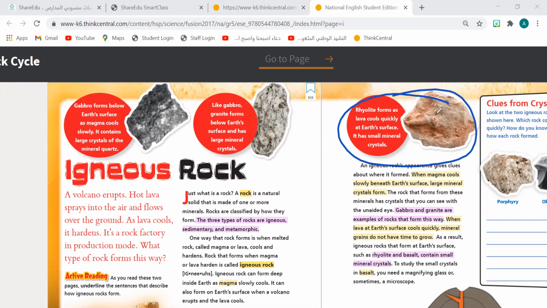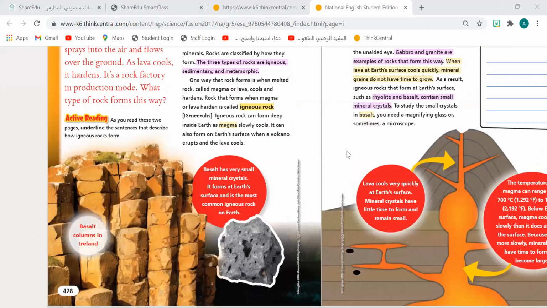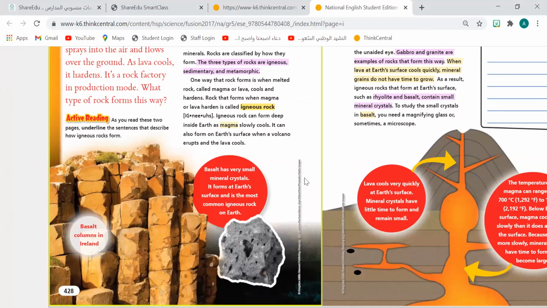Look at this one over here. This one cooled down very quickly. It's very tough to learn what the minerals inside them are, or you need a microscope to see, or you need to analyze it so you can learn what the small crystal minerals over here are. This is the rhyolite. What do we call it? Rhyolite. Okay? Down there, we learned about the basalt. See the basalt? They are very small mineral crystals, and they formed from lava or magma when they cooled very quickly.